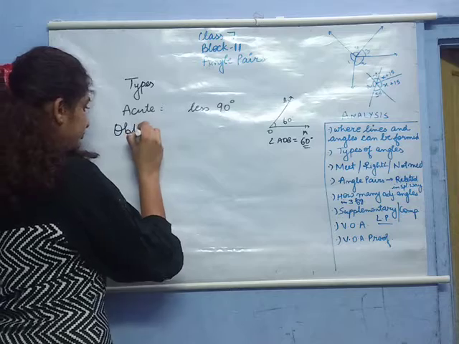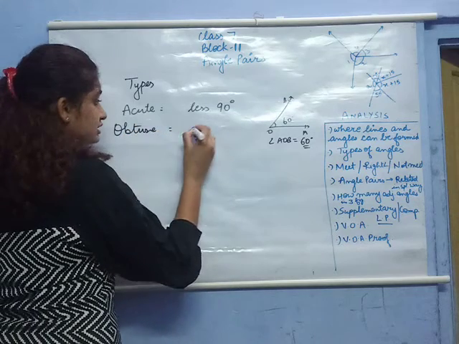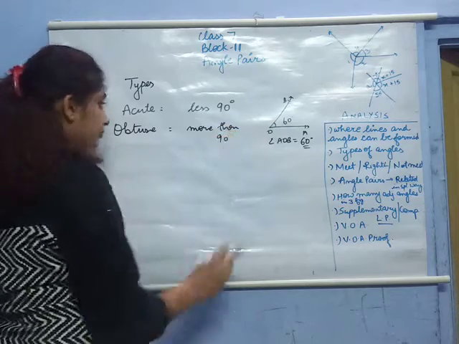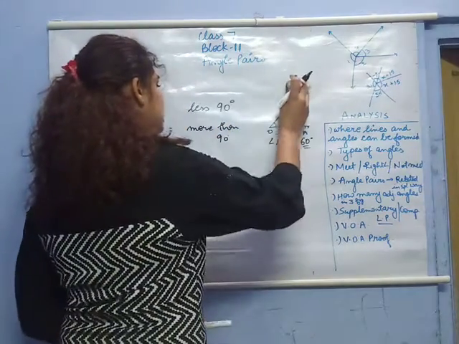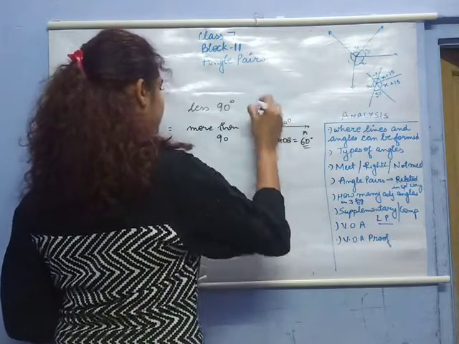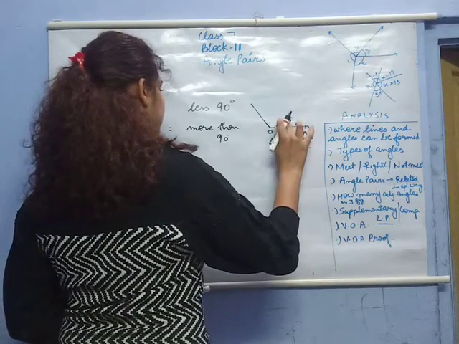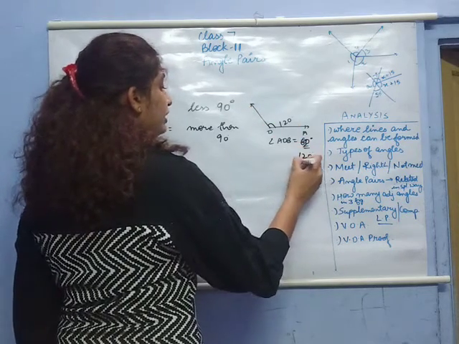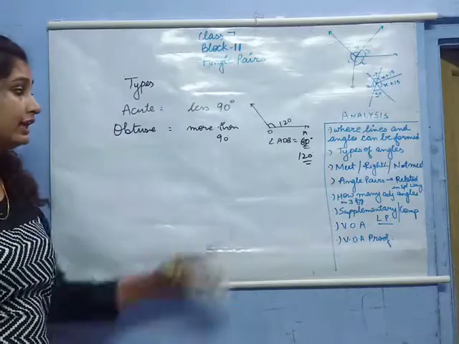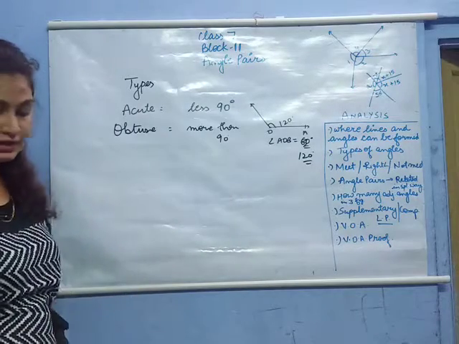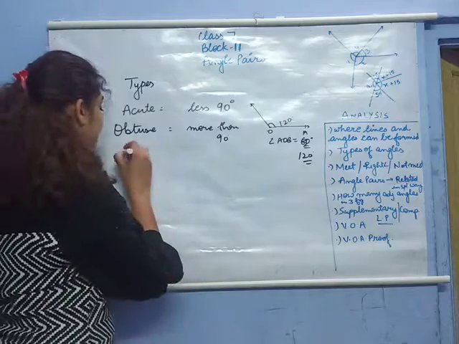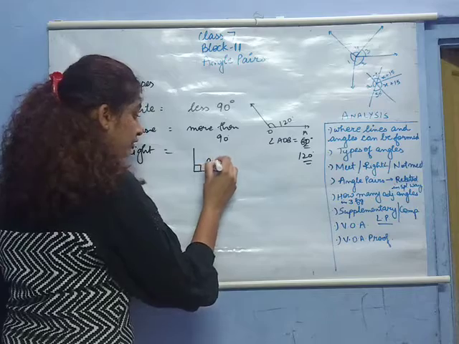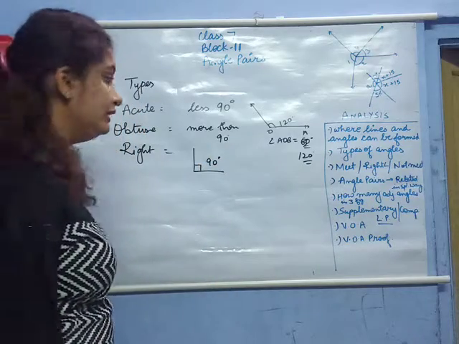Obtuse angle. An obtuse angle is more than 90 degrees, right? So if I convert this, angle AOB is equal to 120 degrees. That means it is more than 90 degrees. It is an obtuse angle, right? Right angle. What is a right angle? Whose measure is exactly 90 degrees.